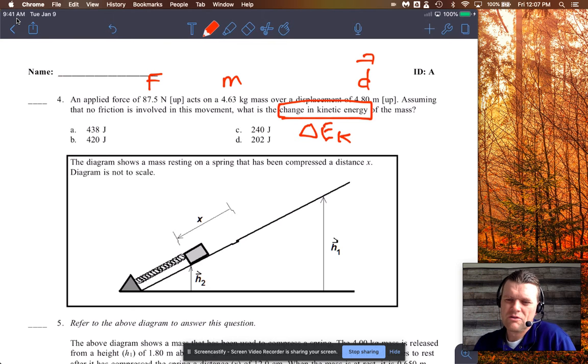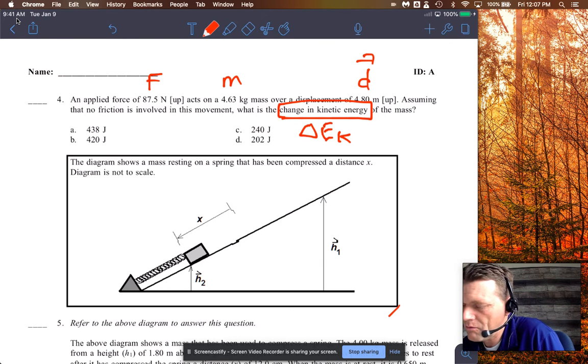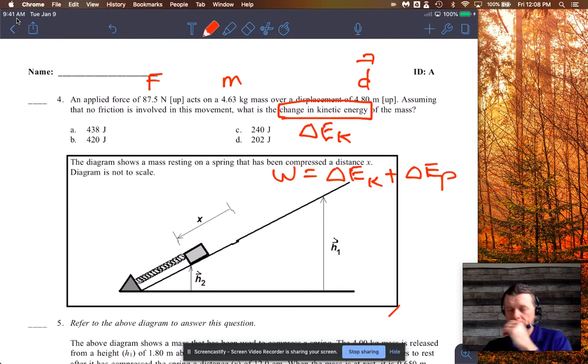So this is what I mean. As soon as you see that you have a delta, there's only really one formula that has a delta in it. And I'll re-erase this, but work is equal to delta EK plus delta EP. So if you can calculate the work done, work is equal to force times distance. I'm simplifying a little bit because I know it's going up, but you have the force and you have the distance up. So you could calculate the work done.